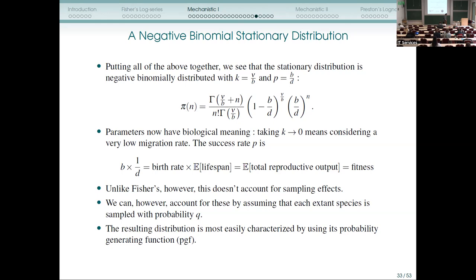The p in Fisher's log series is now b over d. B is birth rate, d is death rate. One over your death rate is the average individual lifespan. We said that b was the number of births per unit time. Rate of events per unit time times a chunk of time gives me what? The number of events over a lifespan, a number of reproductive events over a lifespan. That's fitness. So rather than just having these magical parameters that came out of nowhere in Fisher's model, I now have two very biological parameters, migration and fitness. This is why I like individual-based models.